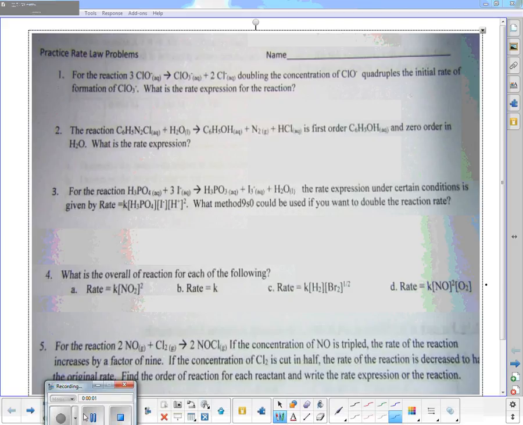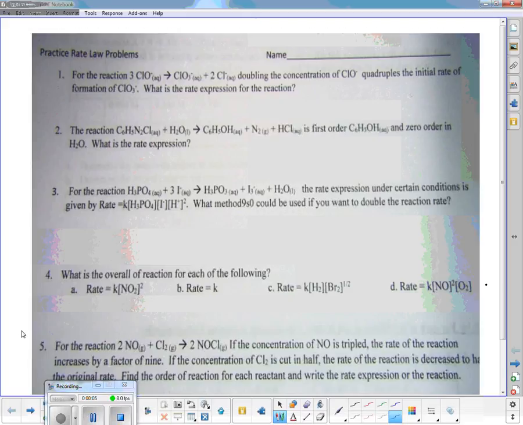We're going to do these rate problems. We're going to do some examples. So here we go. The first one: for the reaction 3ClO minus goes to 3ClO3 minus plus 2Cl, doubling the concentration of ClO quadruples the initial rate of the formation of ClO3. What is the rate expression for this reaction?